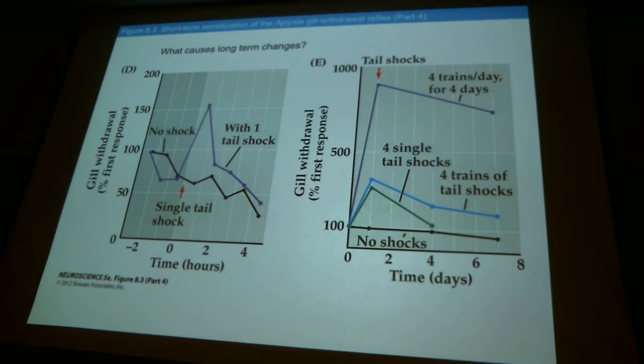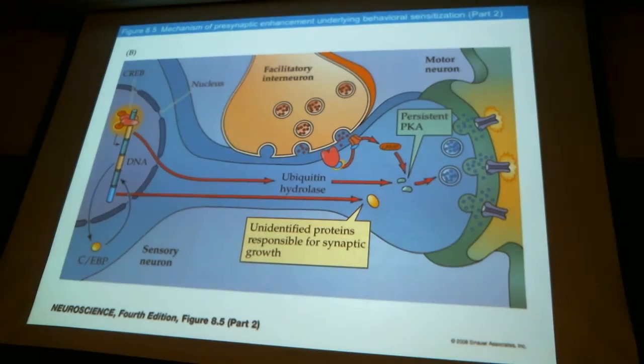But what about those longer term changes? What's going on with those? It turns out that longer term changes require protein synthesis. So how do you get that?